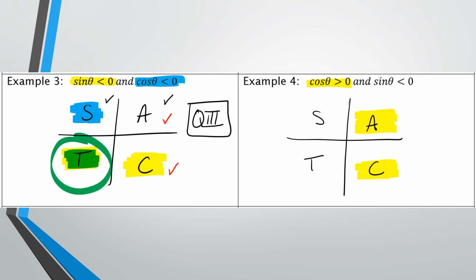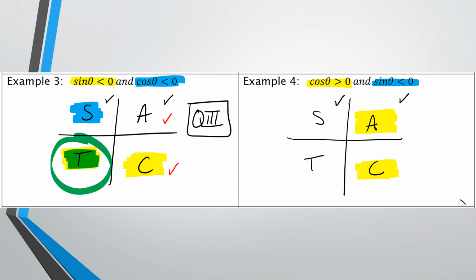And then we have to do the same thing for sine. But here's the catch. Sine is less than 0. That means negative. So we're going to do this thing where we work backwards. We're going to figure out where sine is positive, and then we'll highlight the other two. So sine is positive in quadrant 1, because everything's positive in quadrant 1. And then it's also positive in quadrant 2. That's what the S stands for, is sine.